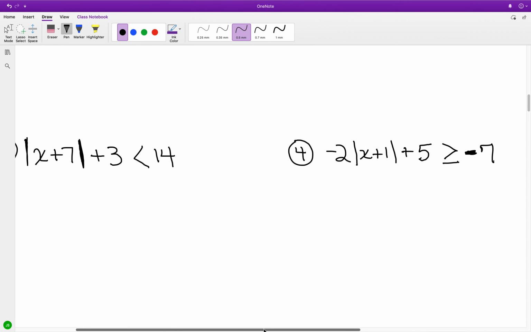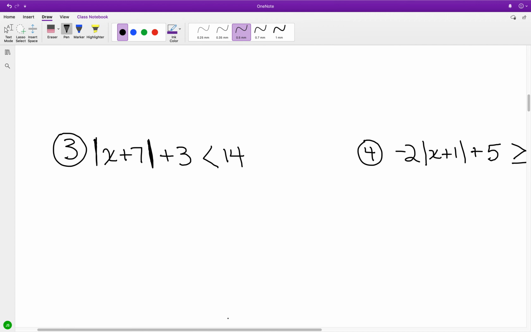All right. Now for the next two inequality statements, say we have in the third case, the absolute value of x plus 7, followed by the addition of 3 is less than 14. If I isolate the absolute value expression, upon deducting 3 from both sides, I have the absolute value of x plus 7 is less than 11.